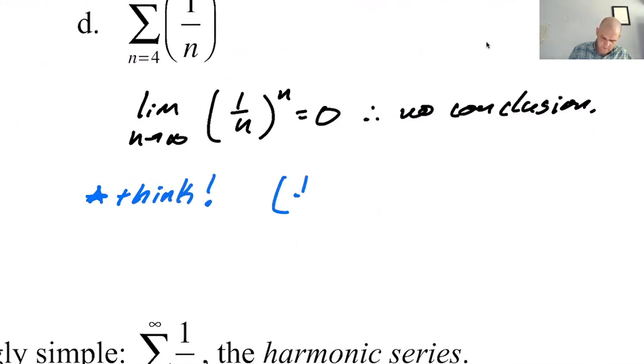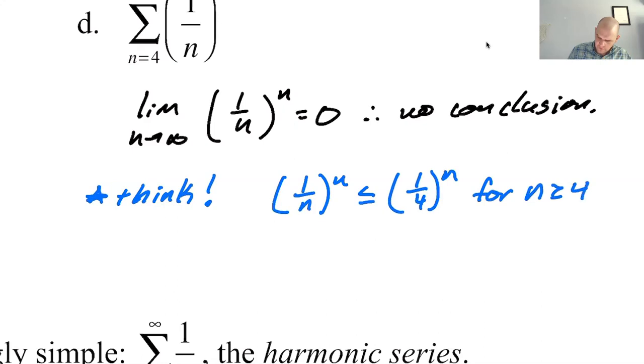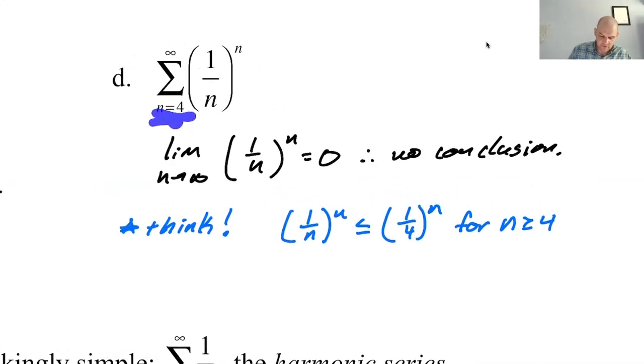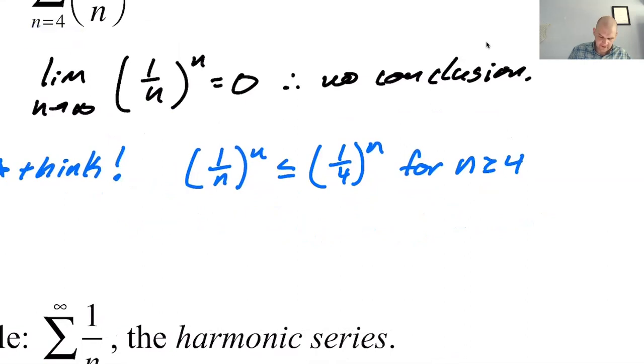Okay, so 1 over n to the n is definitely less than or equal to 1/4 to the n for n greater than or equal to 4, which is what we need, right? Because we're going from 4 to infinity. So why am I saying that? If n is equal to 4, then we just get 1/4 to the n versus 1/4 to the n. Guaranteed those are equal. If n is equal to 5, we get 1/5 to the 5th versus 1/4 to the 5th. But since 1/5 is smaller than 1/4, when we raise it to the power, it'll be even smaller. So that's true. It's actually true forever.